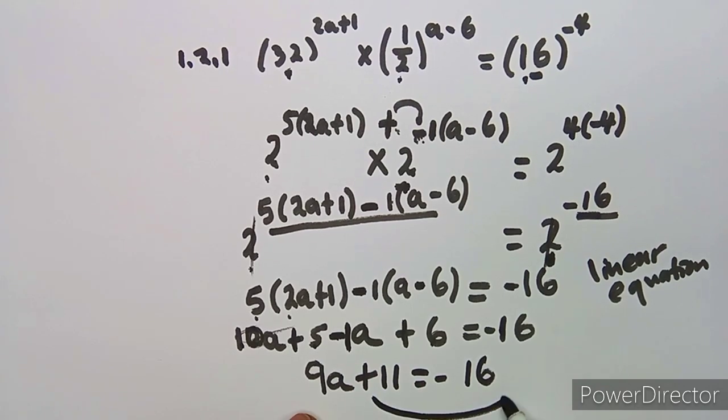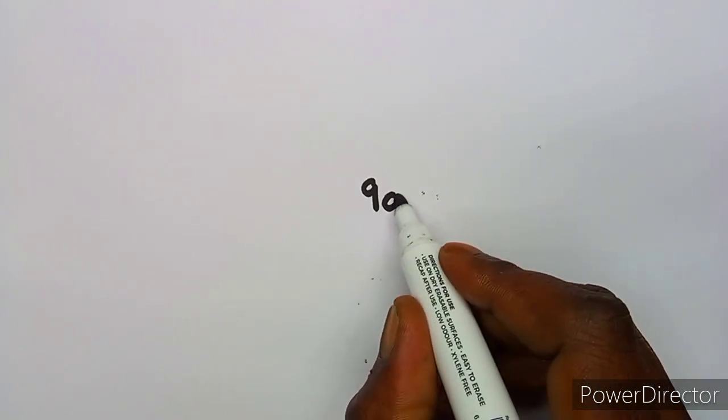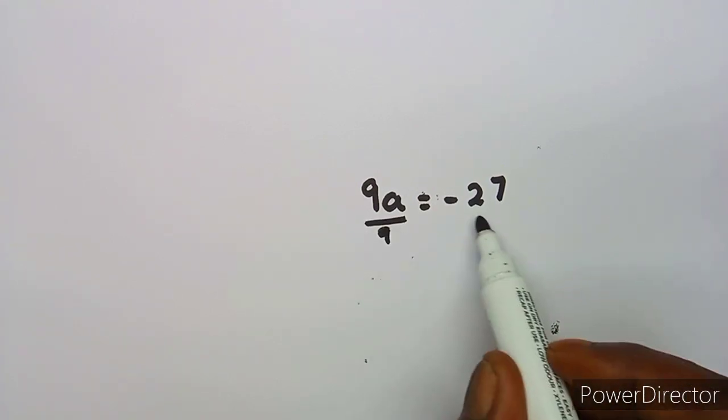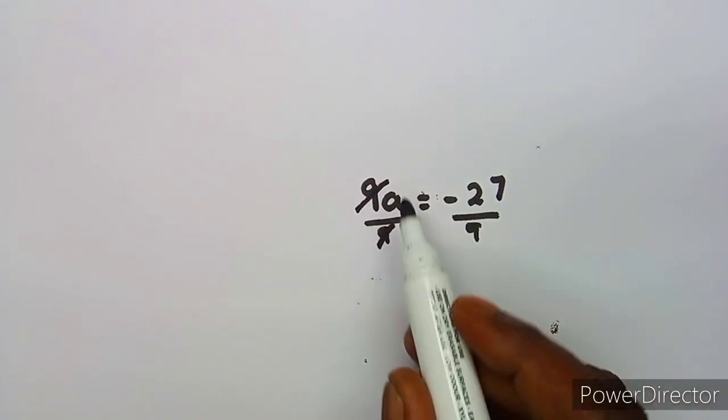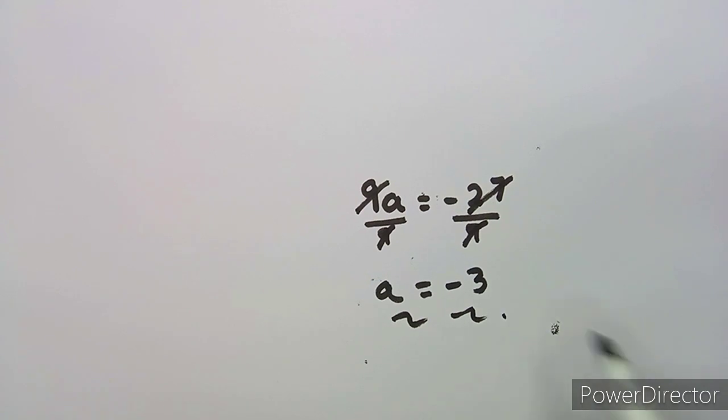Then at this stage, we can transpose 11 to the right hand side, which is going to give us minus 11 because it's a positive here, so it's going to change into a negative. So we've got minus 16 minus 11, which is going to give us minus 27. So 9a is going to give us minus 27 there. So actually you have to divide by what? By 9 both sides, so that we can find the value of a. So if we divide by 9, this is going to give us minus 3. So the value of a there is negative 3.